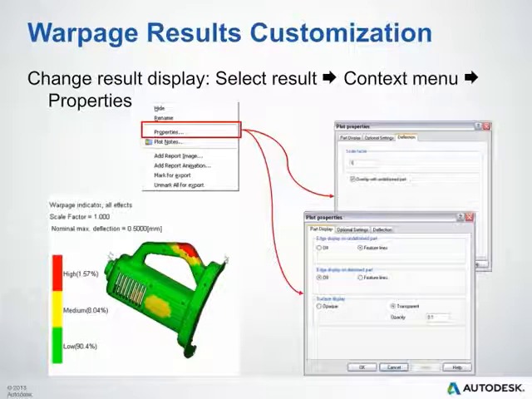You can customize your warp results as well. To do this, you just have to click on the result itself and then right-click to access the context menu and select Properties. From there, you have a few menu items or options where you can adjust how this is shown. For example, you can change the scale factor. That will allow you to magnify what the deflection looks like, so you can get a better visual representation of what could be going on there. It doesn't alter the results, it just alters how you're seeing it.